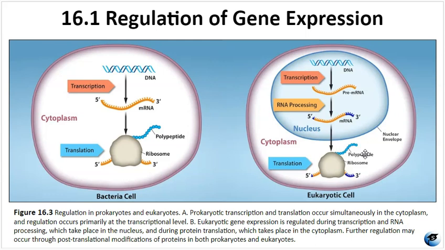Figure 16.3 is again illustrating the differences between prokaryotes and eukaryotes and how they regulate their gene expression. On the left, A is showing prokaryotic transcription and translation occurring simultaneously in the cytoplasm, and regulation occurring primarily during transcription. And then side B, again, is showing eukaryotic gene expression regulation occurring during transcription, during RNA processing, during protein translation in the cytoplasm, and that there's further regulation happening through post-translational modifications of proteins as well.